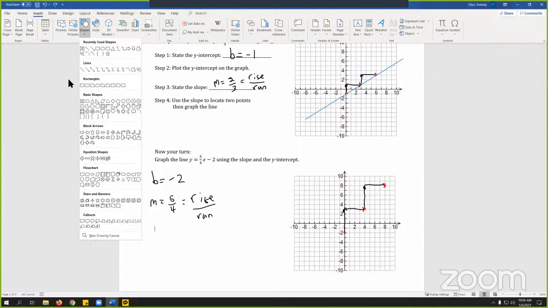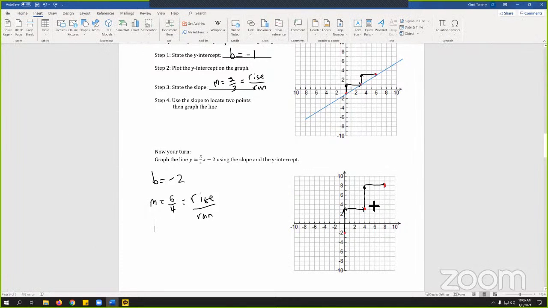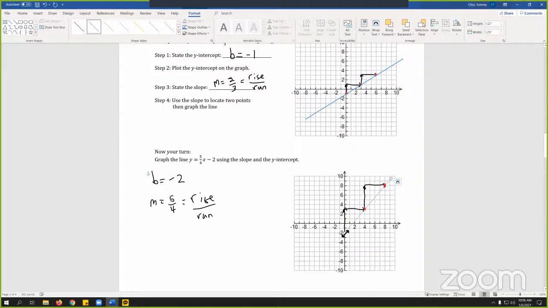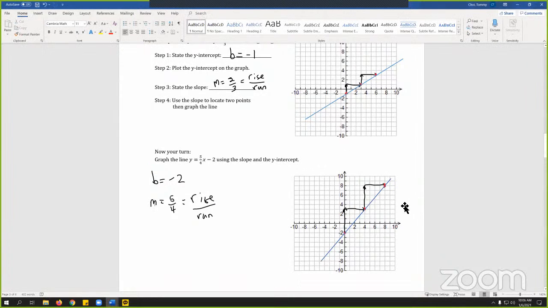You can connect it with a nice, beautiful line, which I'm going to do right here. Boom. There's our nice, beautiful line. I'm going to extend that and make that a little bit thicker. And there we have it. So that should be what your graph looks like. If you got that, fantastic. If you did not, try practicing on the next few questions that you're going to get in a little bit.